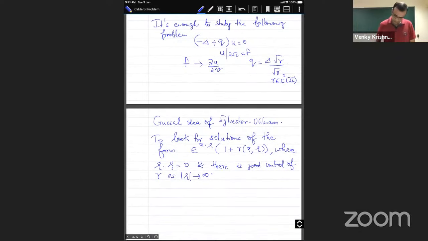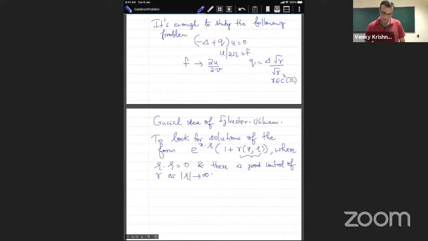Okay. So good in what sense? We will actually make this precise. So you see that this R here, this is the perturbation, right? If this R were not to be present, then you actually have e to the x dot zeta, which is a harmonic function, because I'm assuming that zeta dot zeta is equal to 0, right?